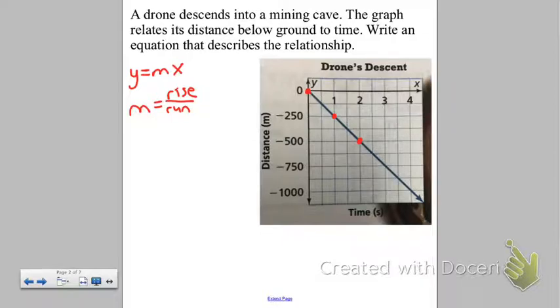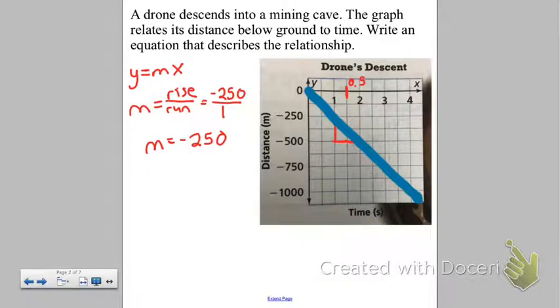When I rise, I go down from negative 250 to negative 500. So I went down 250, and then I went to the right 1, 2. But if I notice, each one is represented by 0.5. So I went over 0.5, 1 in total. So my m is equal to negative 250. And it makes sense that my m is negative because my line is going down from left to right.